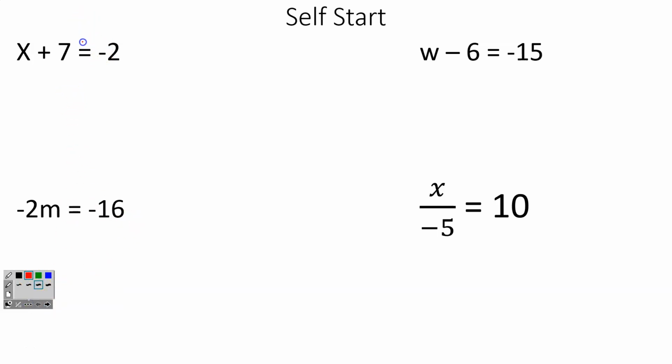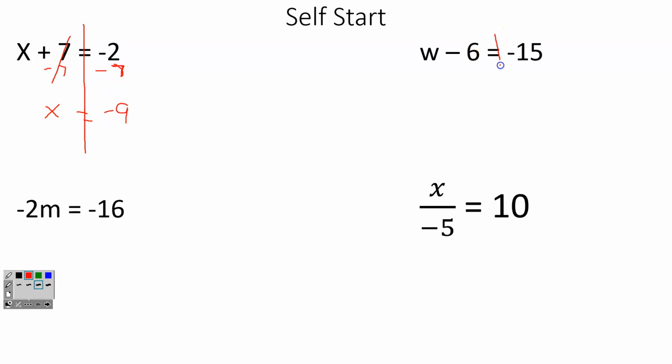First, make sure you draw your fence. What you do to one side, you do to the other side. So we need to get the x by itself. The opposite of adding 7 would be to subtract 7. We're going to do it to both sides. Those cancel out, and I'm left with x equals a negative 2 minus 7. That should be a 7. Negative 2 minus 7 is a negative 9.